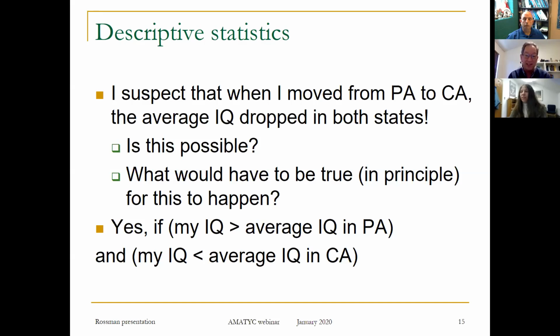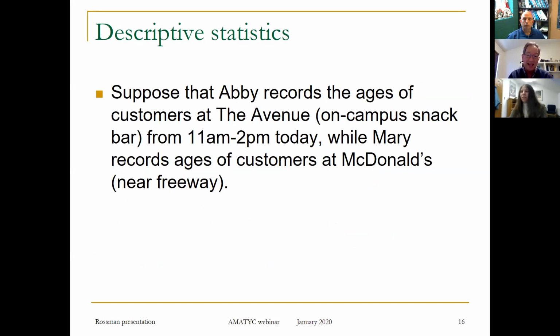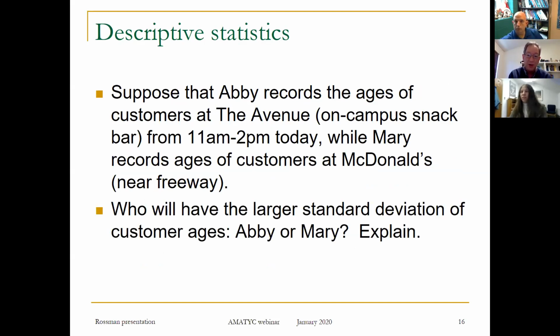Let's change from measures of center to measures of variability. Let's talk about standard deviation in this next example. Suppose two students record ages of customers, one at the on-campus snack bar, which is called the Avenue here at Cal Poly. Let's say Abby goes to the Avenue. Let's say Mary goes to the McDonald's near the freeway. And they keep track of the ages of customers for several hours at lunchtime today. The question for students is, who's going to have the larger standard deviation of customer ages, Abby or Mary?